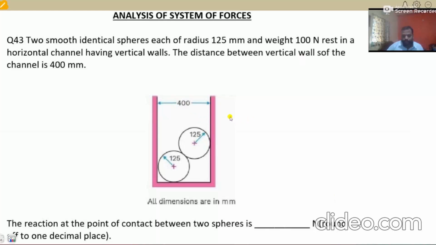So first, study the problem. Two smooth identical spheres, each of radius 125 mm and weight 100 Newton, rest in a horizontal channel having vertical walls. This is the vertical wall and two identical spherical balls, having the same radius and weight of 100. In the horizontal, the distance between the vertical walls of the channel is 400 mm. This is the problem.